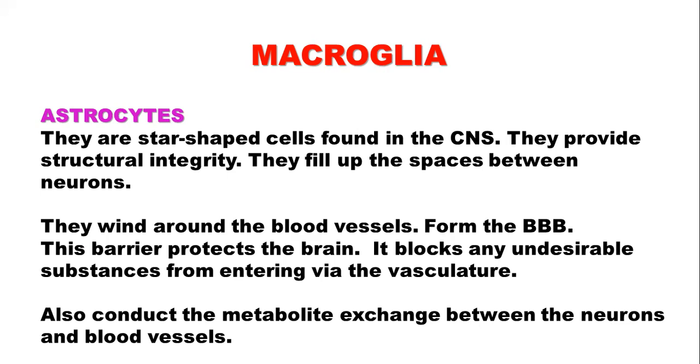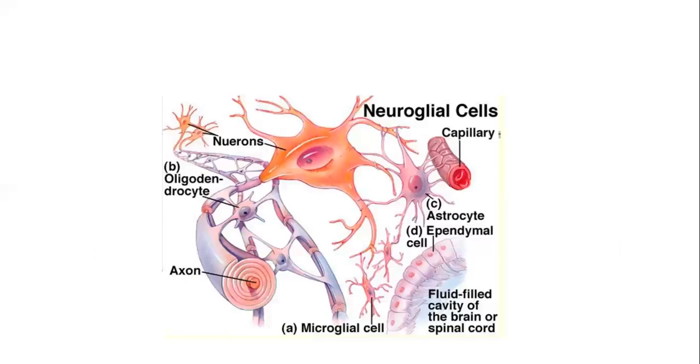Blood-brain barrier is a structural mechanism that protects the neural tissue from harmful substances. So this barrier protects the brain. It blocks any undesirable substances from entering via the vasculature. Also conducts the metabolic exchange between the neurons and blood vessels. This is the picture of astrocytes. These are around the blood vessels. They form the blood-brain barrier, which is formed by the foot processes of the astrocytes.